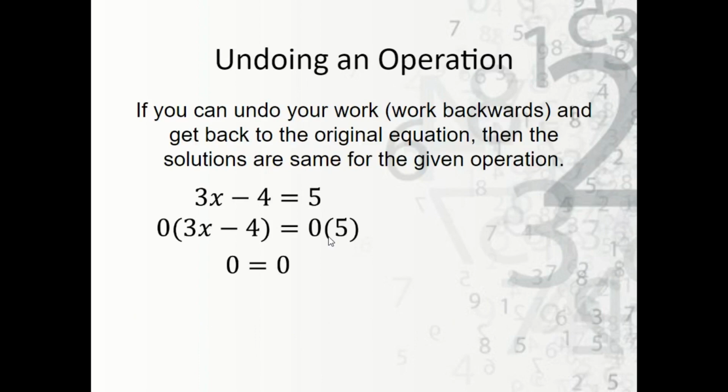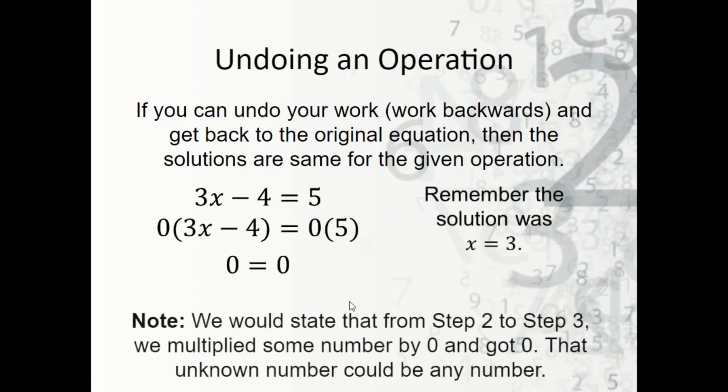Now undoing it. It says if you can undo your work, meaning work backwards, and get back to the original solution, then the solutions are the same for the given operation. So remember the solution was x equals 3. So we would state that from step 2 to 3 we multiplied some number by 0 and got 0. That unknown number could be any number, right? So it doesn't matter.